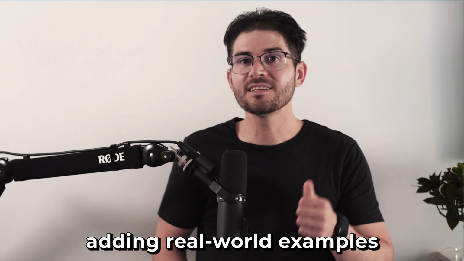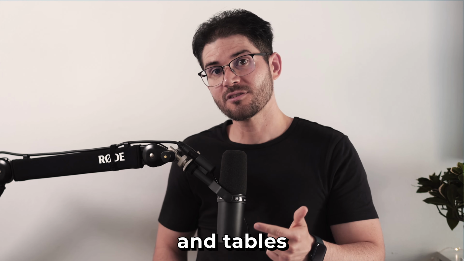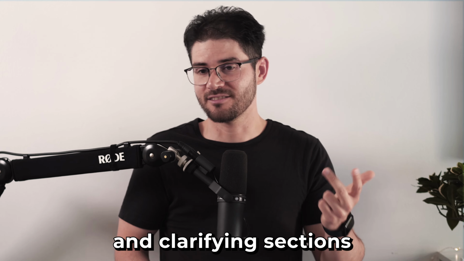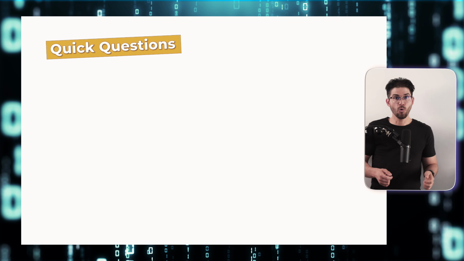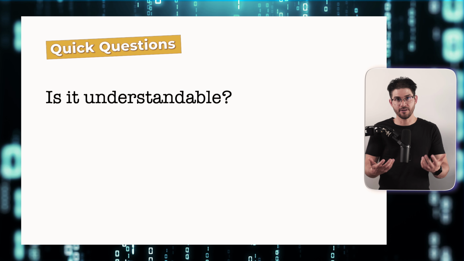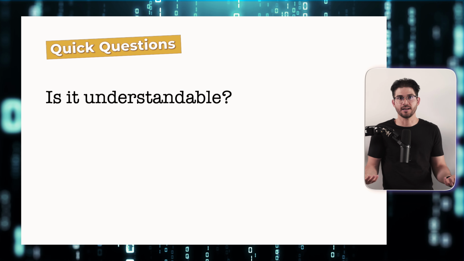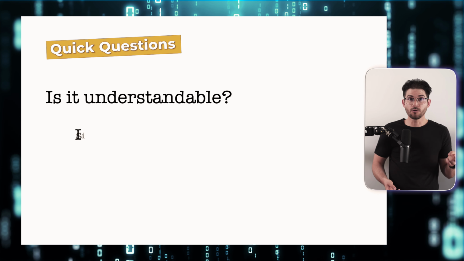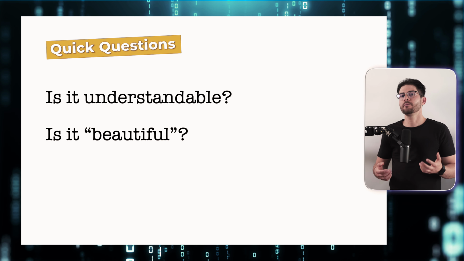So for instance, there are simple things that can make significant differences, such as adding real-world examples, improving figures and tables, and clarifying sections. So in summary, I asked myself 3 key questions during the quick review. First question is, do I understand the paper after reading the title and abstract? And the second question is, is the paper beautiful?